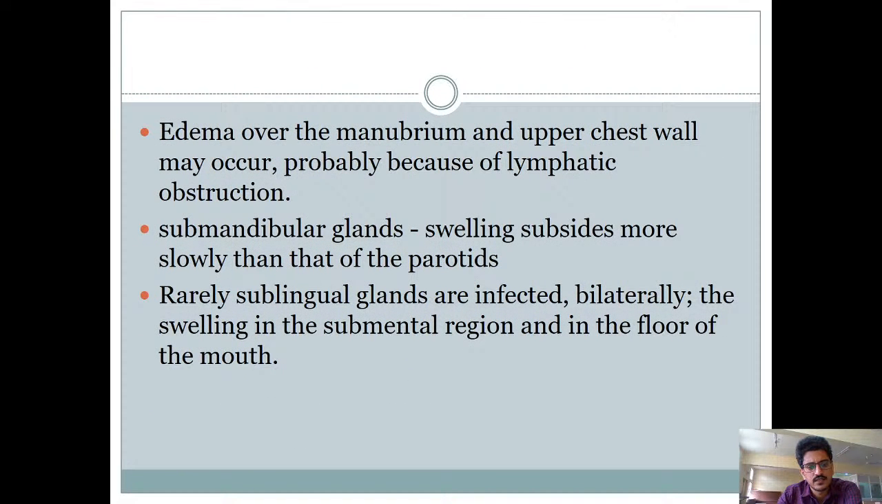Other things which can occur with mumps are edema over the manubrium and upper chest wall, probably because of lymphatic obstruction. The submandibular glands and other salivary glands are also infected, and the swelling subsides more slowly than the parotids. Rarely, the sublingual glands are infected bilaterally, with swelling in the submental region and in the floor of the mouth.